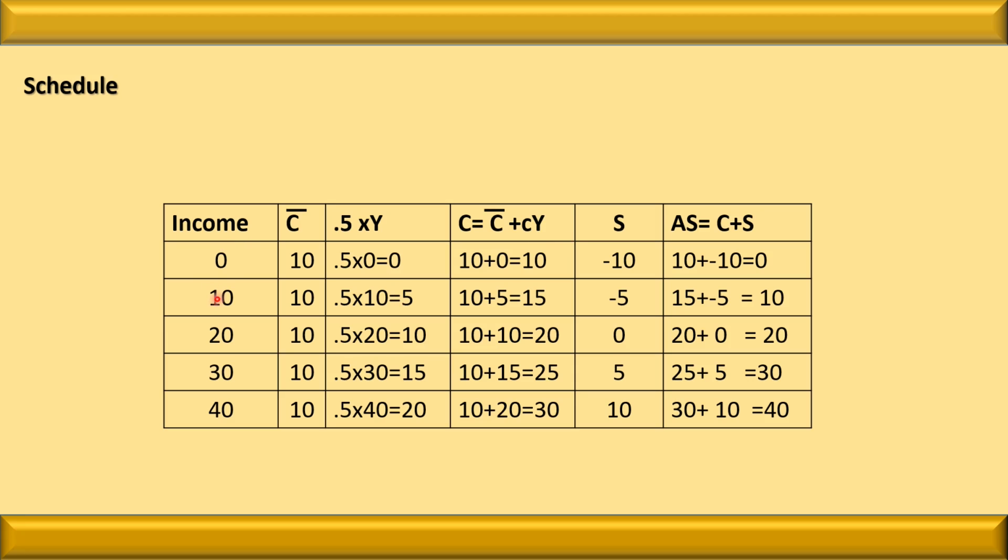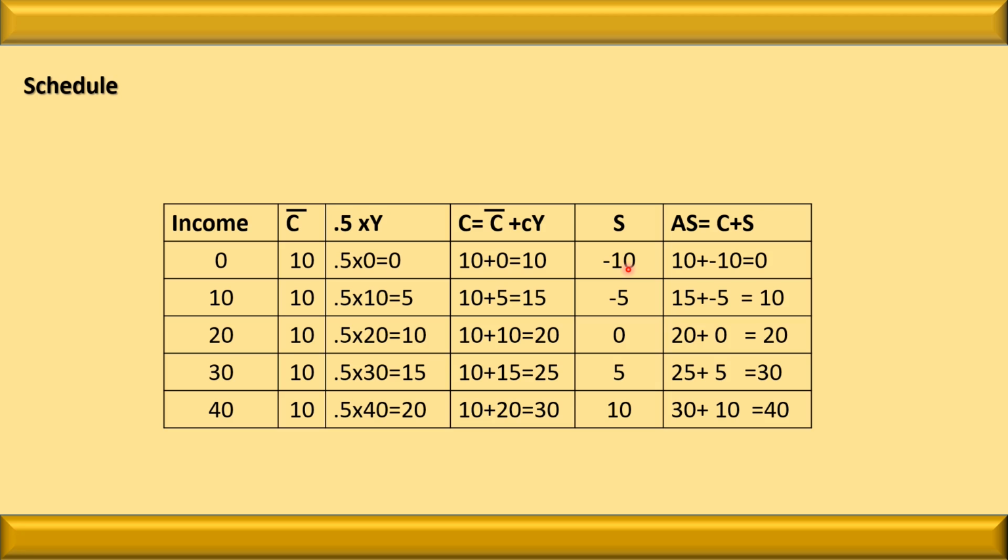Now let us see, when the income is zero, autonomous consumption is constant. Induced consumption will be 0.5 multiplied by 0 is equal to 0. Total consumption will become 10 plus 0 is equal to 10. Saving, when the income is 0, will be minus 10. Remember one thing, when the income is 0, there cannot be saving. Rather, there will be dissaving.